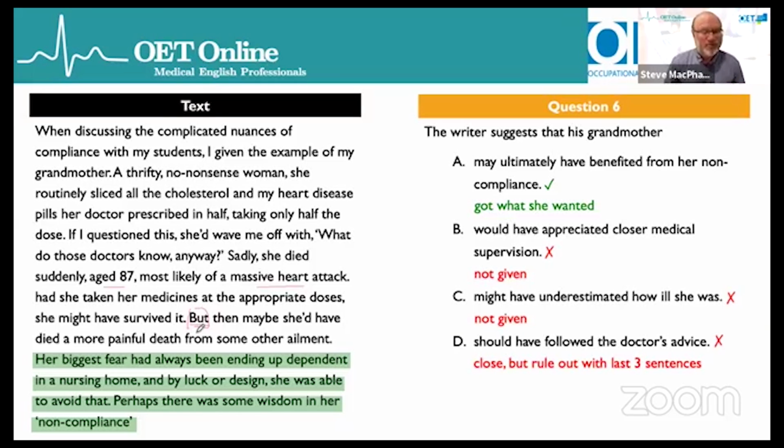Her biggest fear had always been ending up dependent in a nursing home. So by luck or design, she's able to avoid that. Perhaps there was some wisdom in her non-compliance. So in other words, she ultimately benefited from her non-compliance. Well done if you got that. So 80% if you got that. So what a terrific strike rate today, everyone. That's absolutely fantastic.